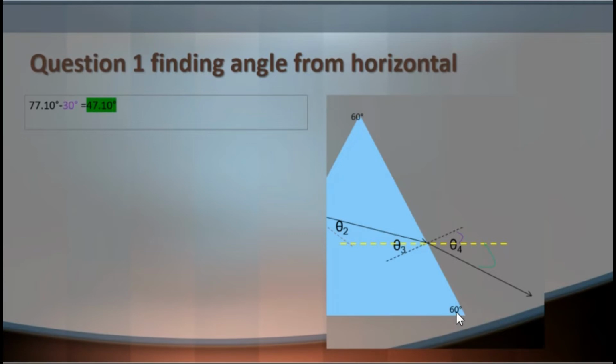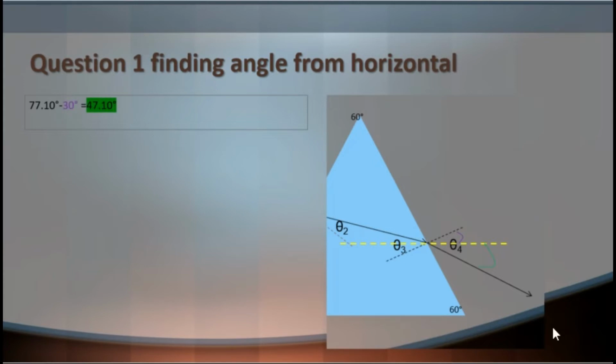Now we know that angle 60 here corresponds to the angle 60 here also. This angle of 60 degrees is part of the angle from the horizontal. This is the alternate interior angle theorem, which says they are congruent. Therefore, we also know at the same time that the normal to the surface is 90 degrees. So 90 degrees minus 60 degrees will give us this purple angle here, which is 30 degrees.